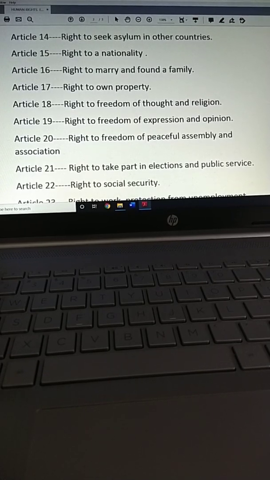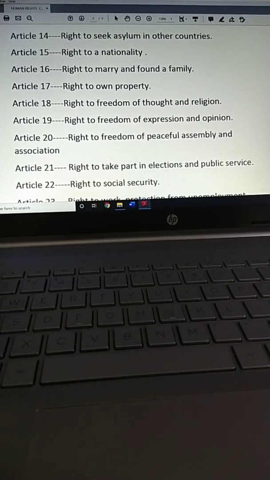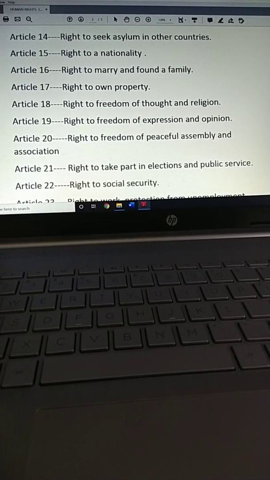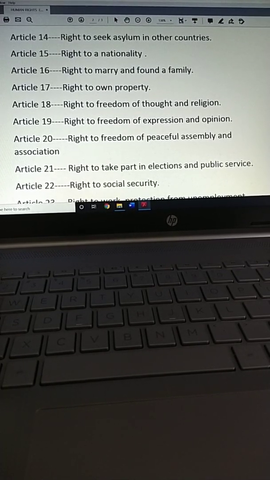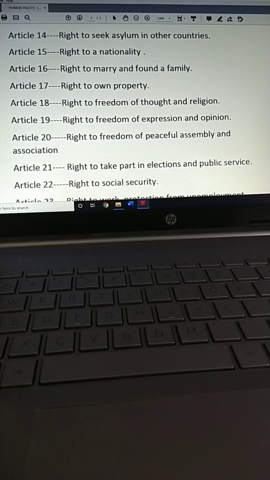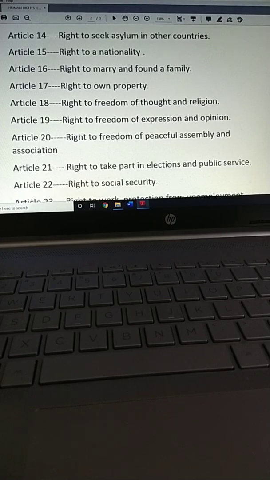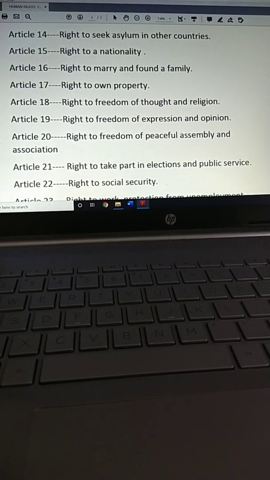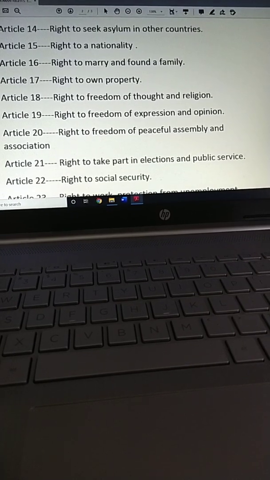Article 18 is about right to freedom of thought and religion. This is again a socio-cultural right. Everybody has freedom to believe in any thought of his choice and pursue the rituals related to any particular religion.